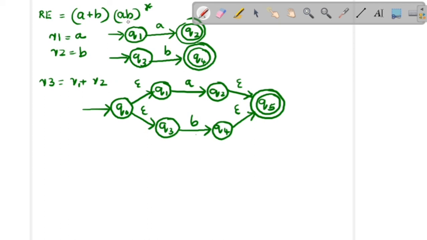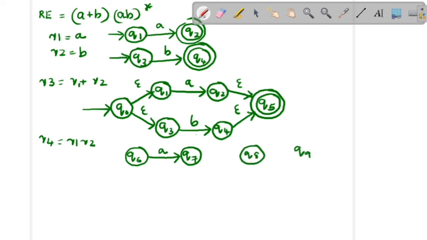Next, what is AB? R4 is equal to AB. AB can be written as R1 followed by R2. Here we have Q0 to Q5 states. So I write it as Q6, Q7. Here it accepts A. Then Q8, Q9, it accepts B. Then here we combine using epsilon. That is A followed by B. Next, what is R4 star?